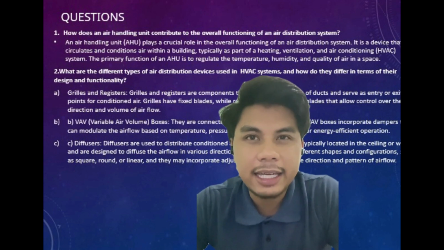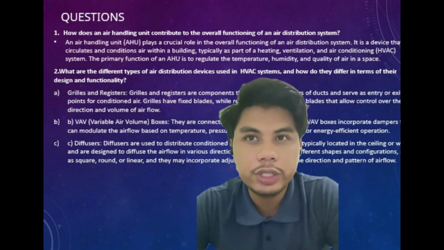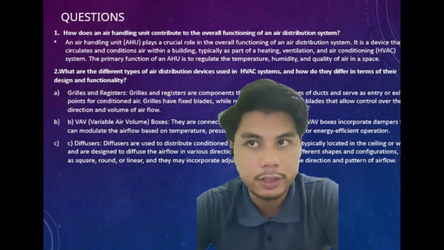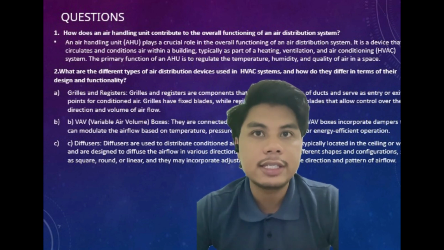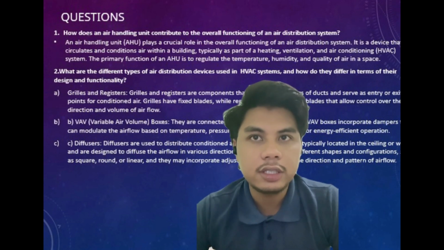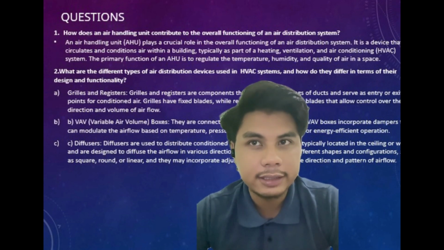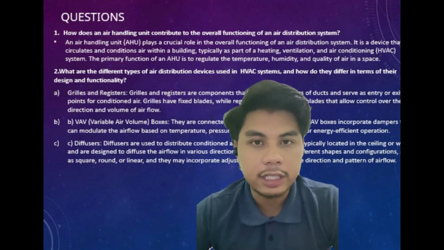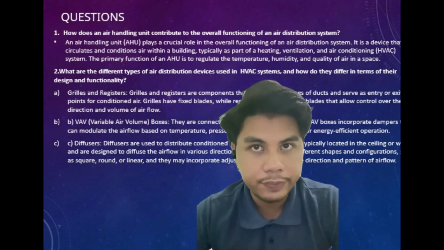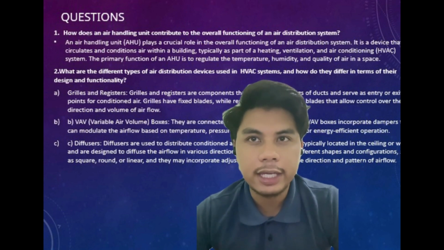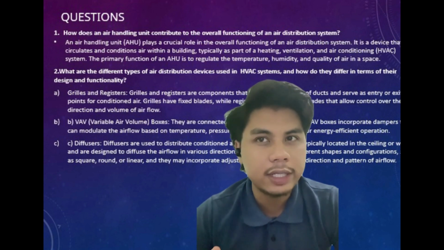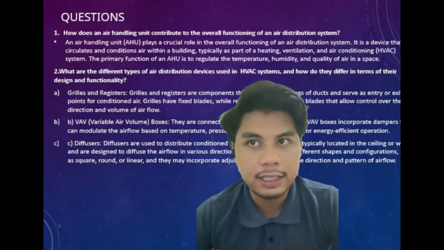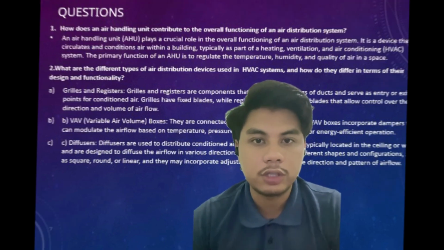The question is: how does an air handling unit contribute to the overall functioning of an air distribution system? The answer is air handling units play a crucial role in the overall functioning of an air distribution system. It is a device that circulates and conditions air within a building. Typically, as a part of the heating, ventilation, and air conditioning HVAC system, the primary function of an AHU is to regulate the temperature, humidity, and quality of air in a space. That's all for question 1.